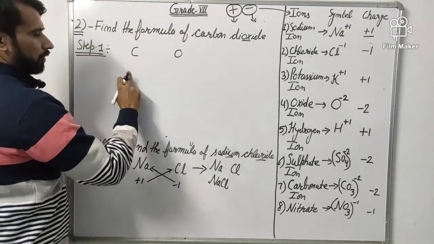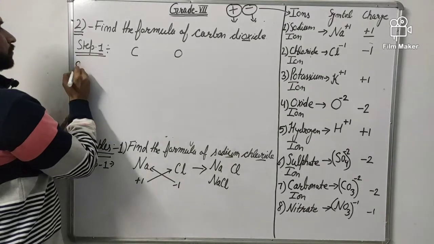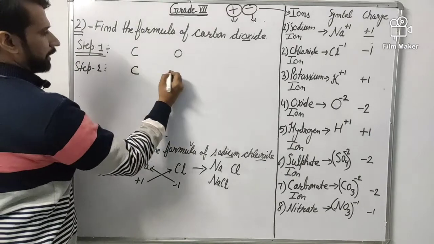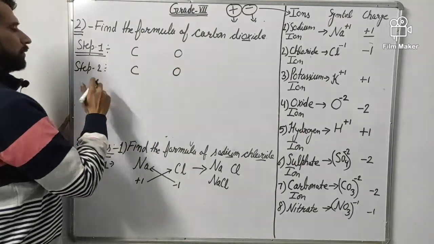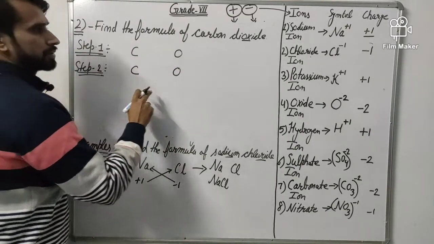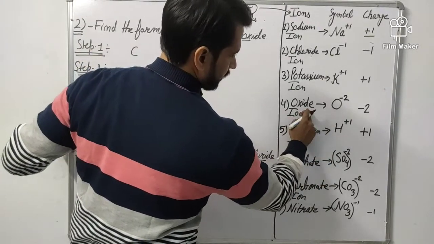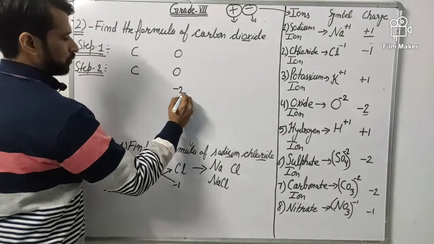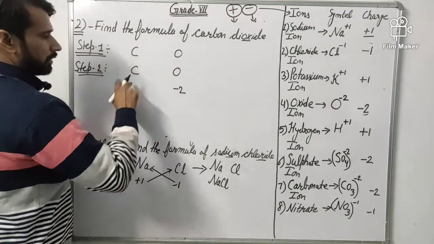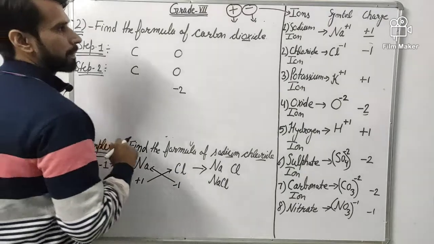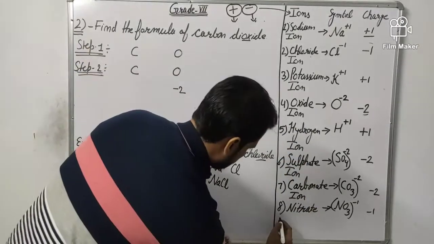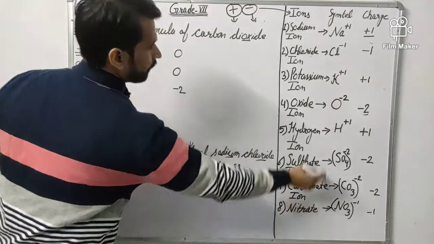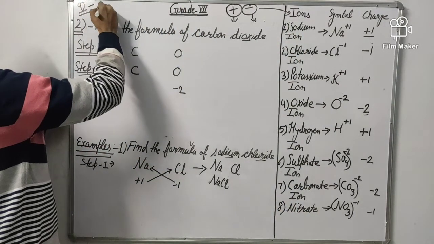Now I will follow step number 2. Again I write C and O. Step number 2 is write the charges. Right here oxygen is there, charge on oxygen is minus 2, so I write minus 2 below oxygen. Now the charge on carbon, I write here.